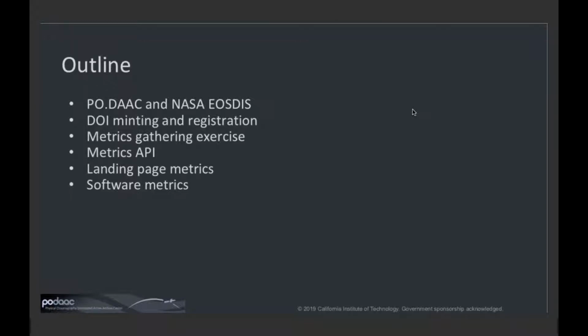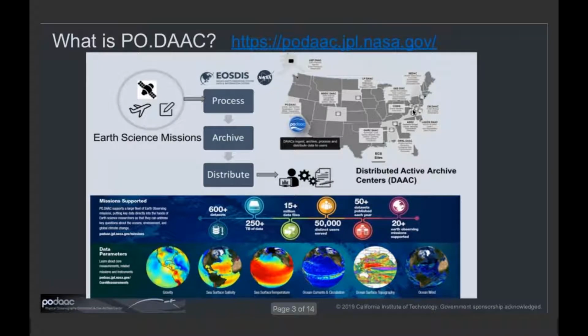And then under EOSDIS is ESDIS, which is kind of outside of the DACs, but helps provide the guidance on how DACs should operate. So they're the ones who actually do the DOI registration for us. The individual DACs do the minting, provide the information to ESDIS, and they do the registration.